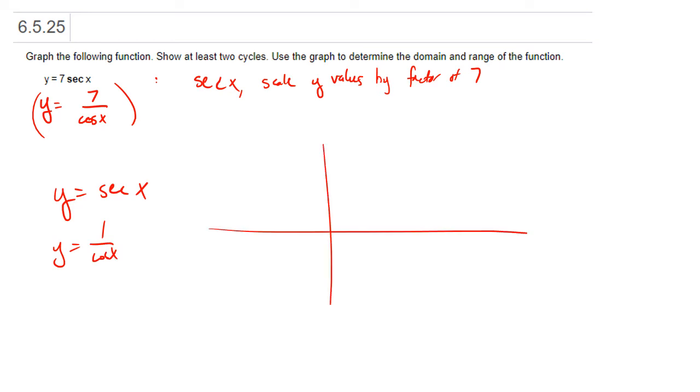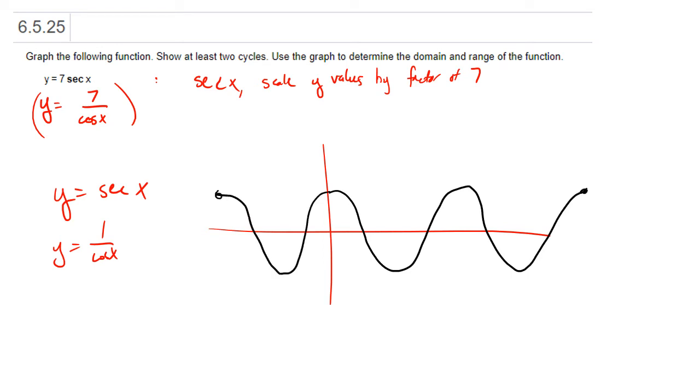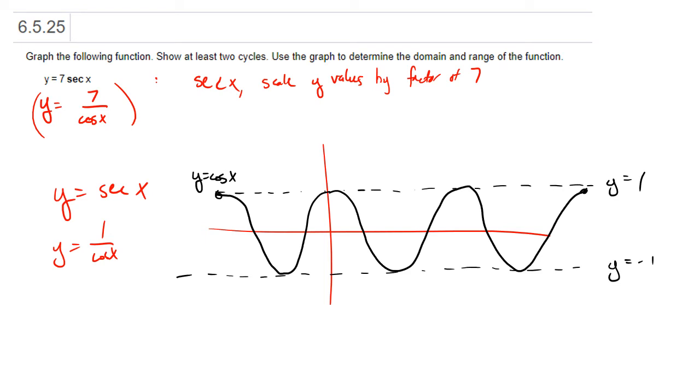So here is cosine x. There are 2 full periods of it. We'll actually go back this way as well. The highest value it ever gets is 1, and the lowest value it ever gets is minus 1. So what happens when I do 1 over that? I'll graph that in, say, blue.